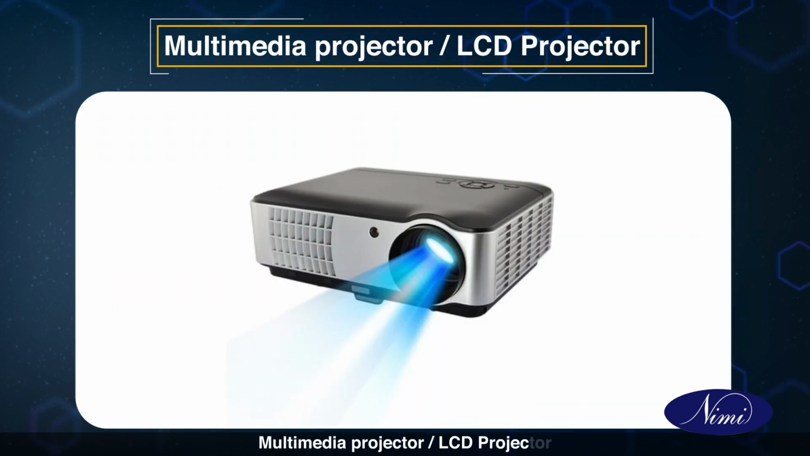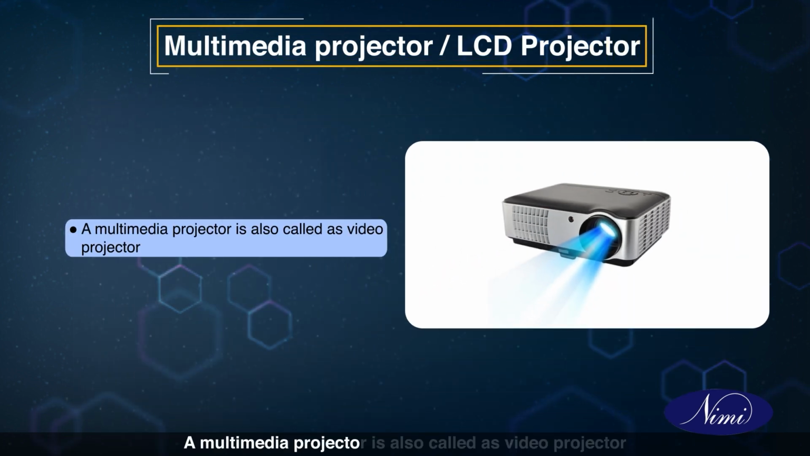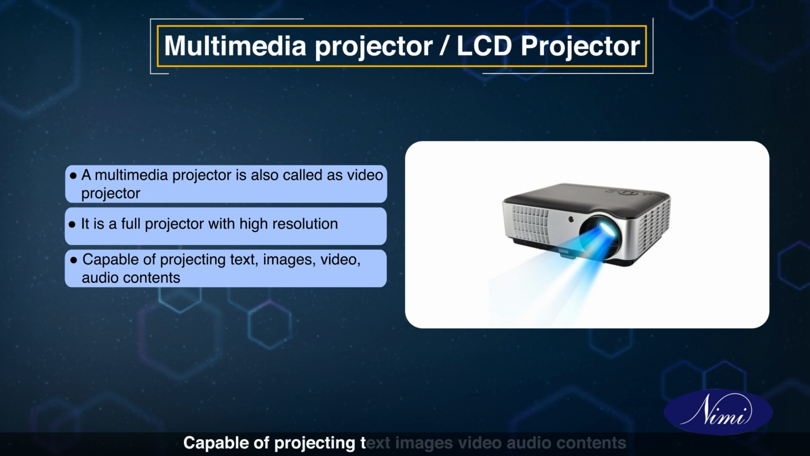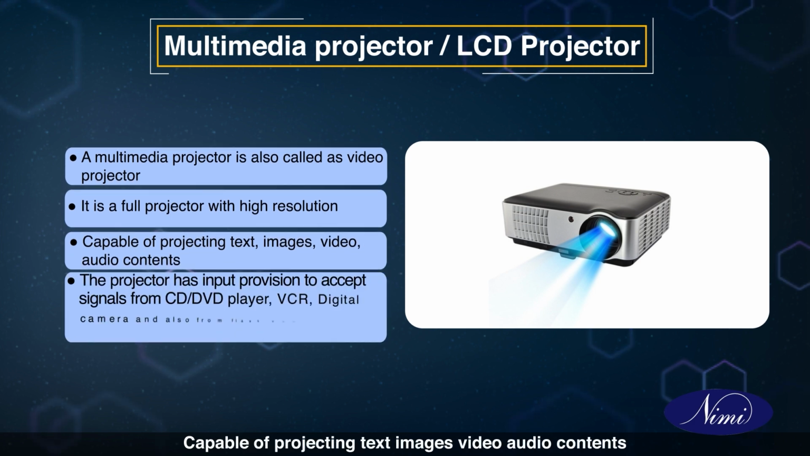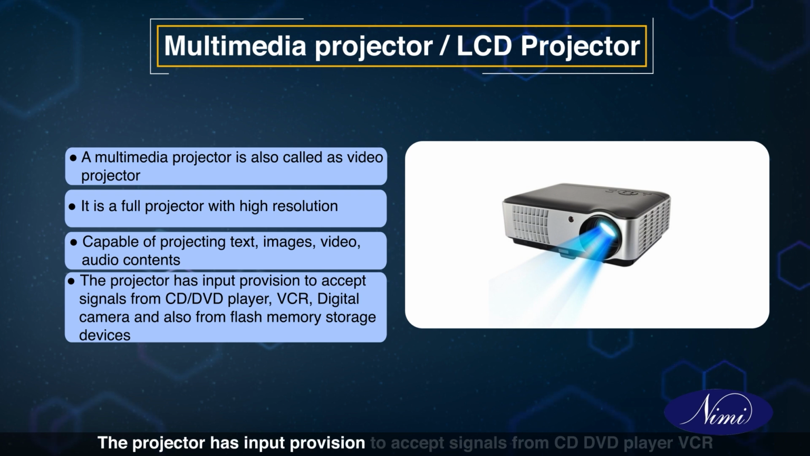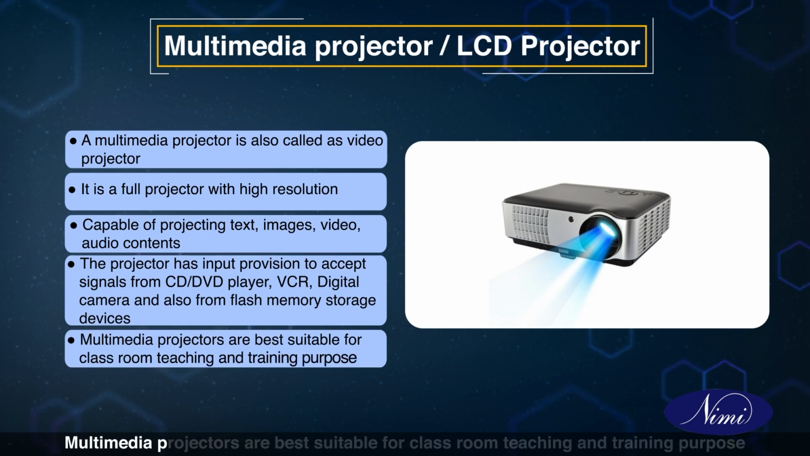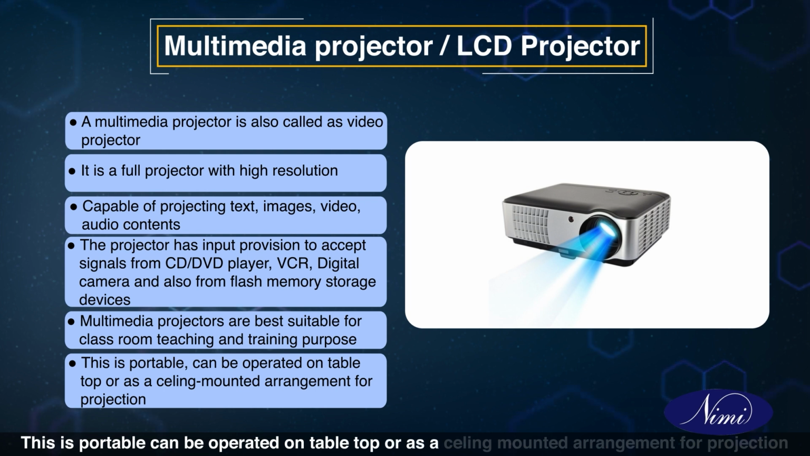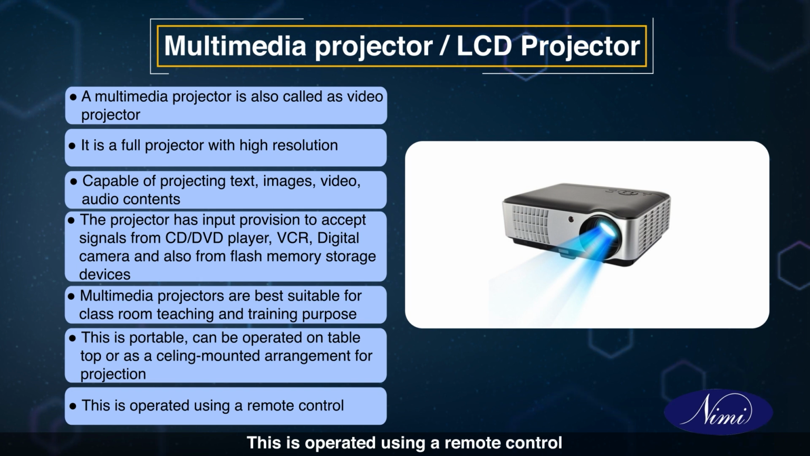Multimedia projector. A multimedia projector is also called a video projector. It is a full projector with high resolution, capable of projecting text, images, video and audio contents. The projector has input provision to accept signals from CD, DVD player, VCR, digital camera and also from flash memory storage devices. Multimedia projectors are best suited for classroom teaching and training purposes. It is portable, can be operated on a tabletop or as a ceiling-mounted arrangement for projection. It is operated using a remote control.